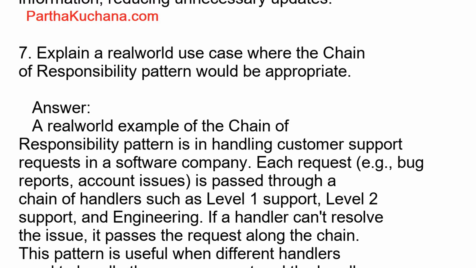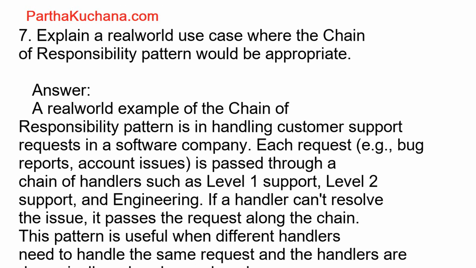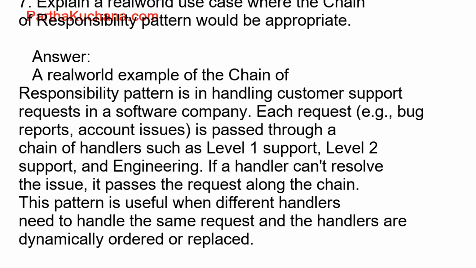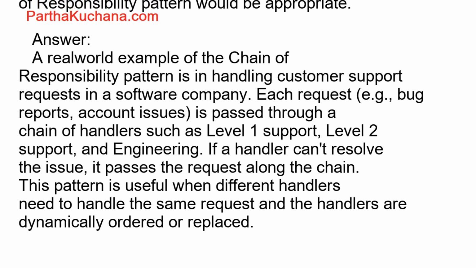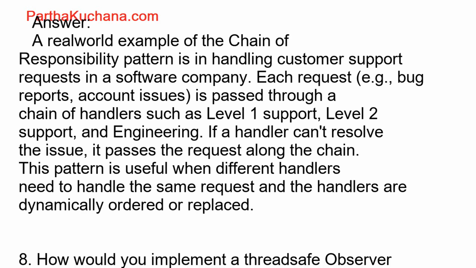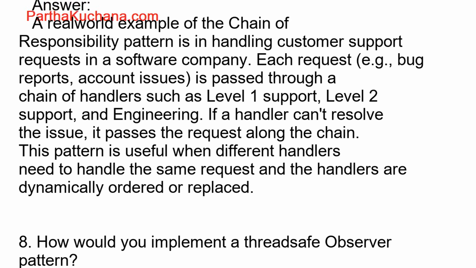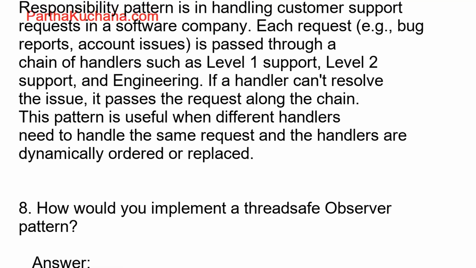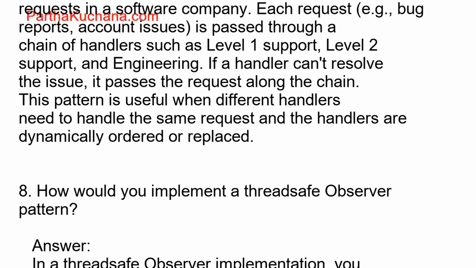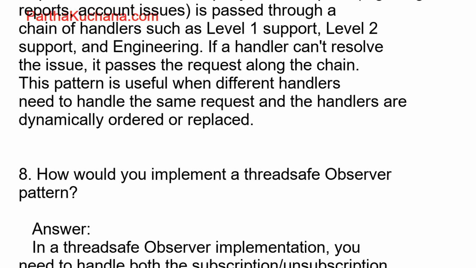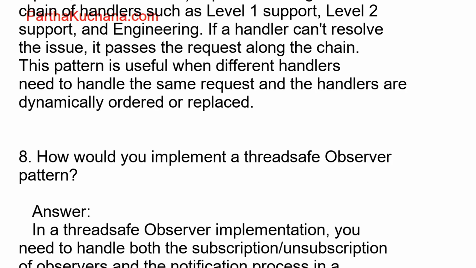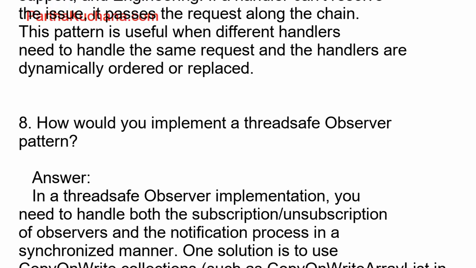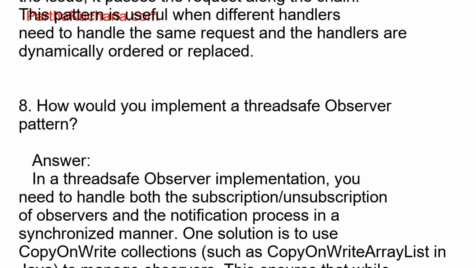8. How would you implement a thread-safe observer pattern? Answer. In a thread-safe observer implementation, you need to handle both the subscription/unsubscription of observers and the notification process in a synchronized manner. One solution is to use copy-on-write collections, such as CopyOnWriteArrayList in Java, to manage observers. This ensures that while one thread is notifying observers, another can safely modify the list. You can also synchronize the subscribe and unsubscribe methods and use a read-write lock for the notification process.